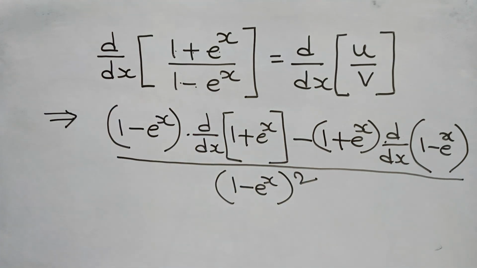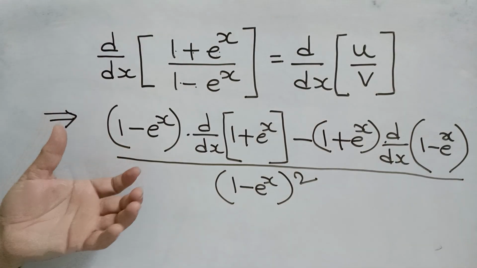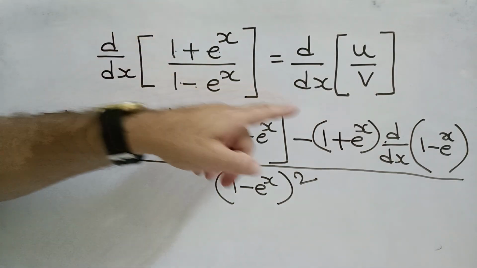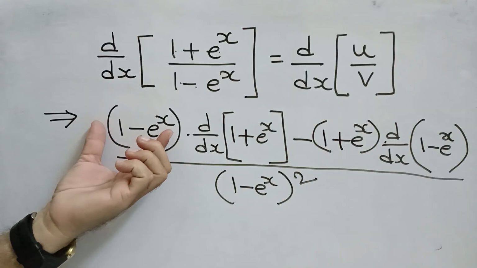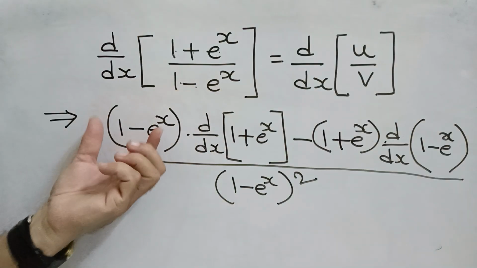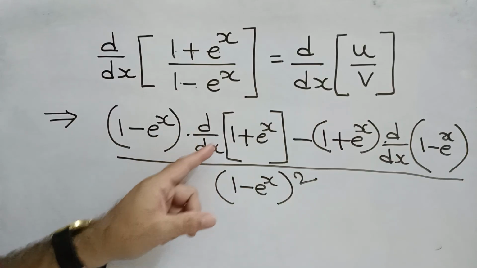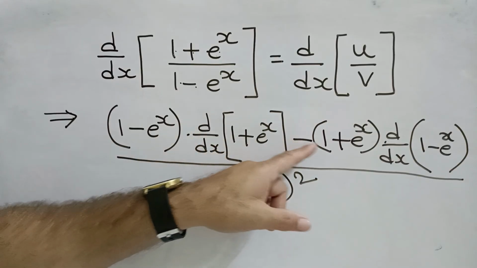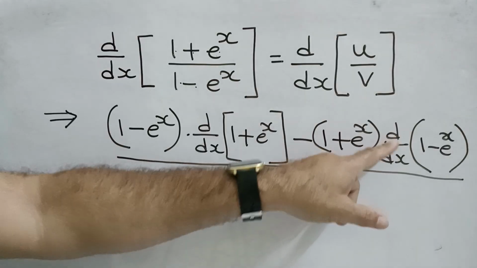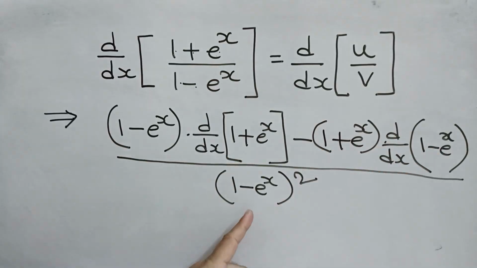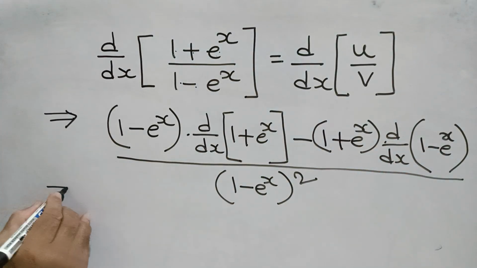Okay, what did I do? Nothing, simply I have substituted these two terms in our general formula. This is v, 1 minus e power x, into du, which is d by dx of u, minus this is u into dv, d by dx of v, by v square.